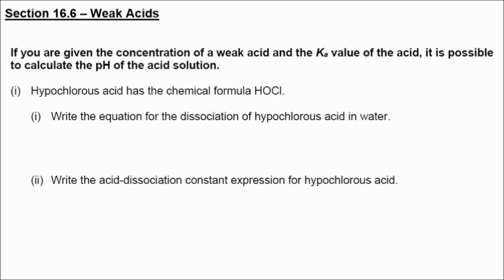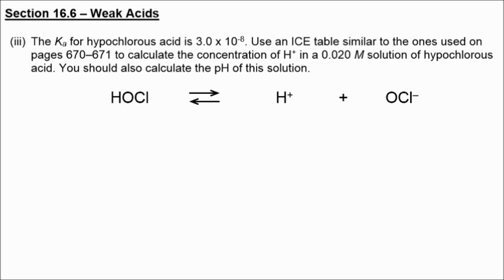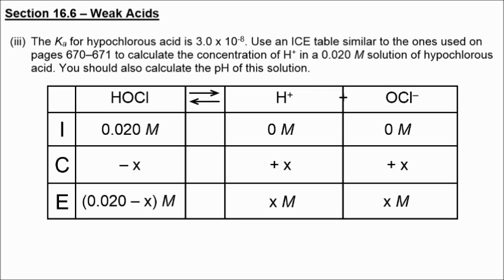So the equation for the dissociation of hypochlorous acid, HOCl, in water is that it produces H+ and the hypochlorite ion, OCl-. The acid dissociation constant, Ka, is H+ times OCl- over HOCl. We're given the Ka, 3.0 times 10 to the minus 8, and we have to solve for the pH. So in our ice table, we figure out the concentration of H+. Once we know it, we can take the negative log and find the pH.